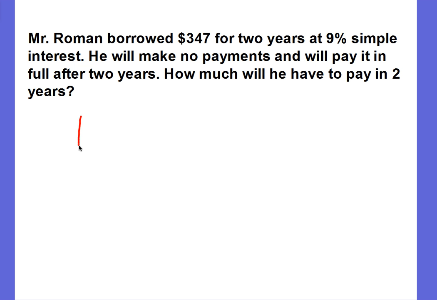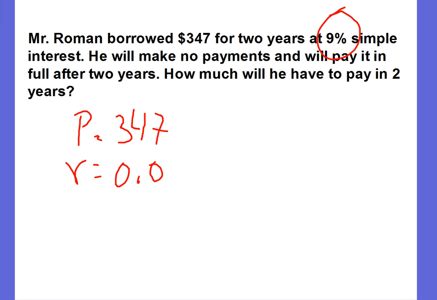Well, obviously, he has to pay the principal, which is $347. But the person that let him borrow the money, of course, wants to make some money, so the rate is 9%, which in decimal is 0.09. And the time is 2 years. We have to do that in years, so it's 2. Now I just got to multiply the principal times the rate times the time.